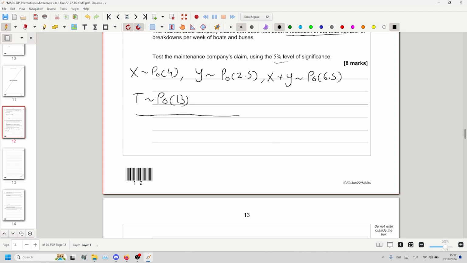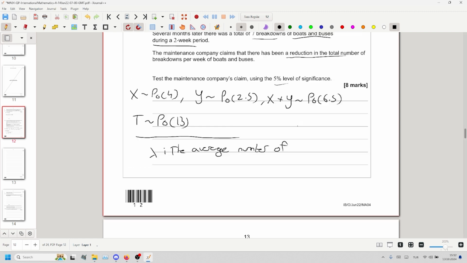All right, now these are the groundwork. Now let's begin with our hypothesis test. So we'll set lambda to be the average number of breakdowns of buses and boats in a 2-week period.